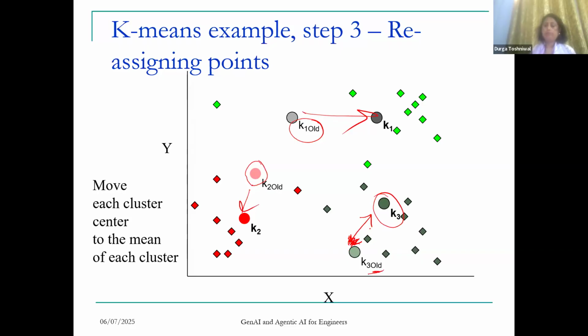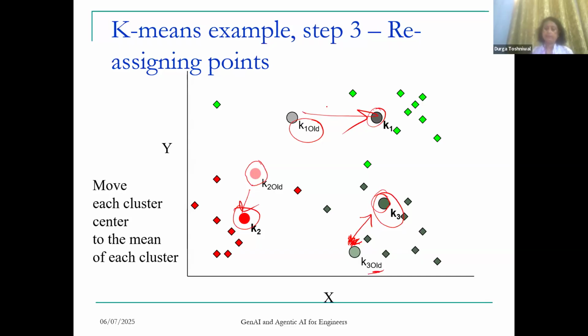So now, on the basis of the mean of all the points, we have found the new cluster centers, which are given as K1, K2, and K3. Now, once again, we have found the means. We will now again find the distance of each and every point that we had assigned earlier, even if it is assigned to the K1 or K2 or K3 cluster.